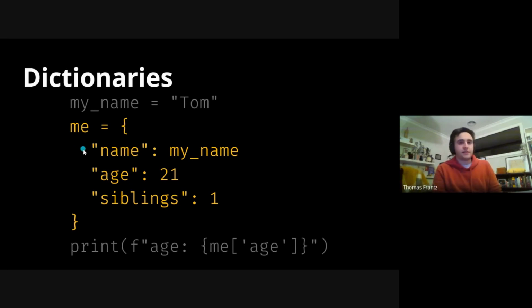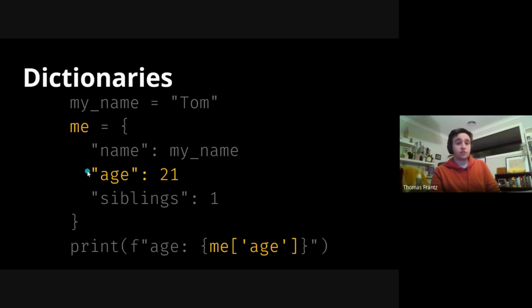So in this case, me, that's the name of the dictionary. You know, my name is this value of my name. So name is my name, which is Tom. My age is 21, and I have one sibling. Yeah, and you can see using variables inside dictionaries is really easy. I could just put Tom straight in here, make it a little bit cleaner, but just want to show that.